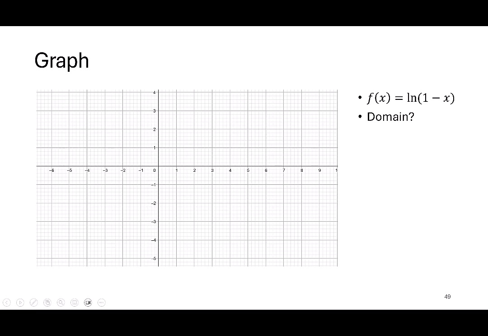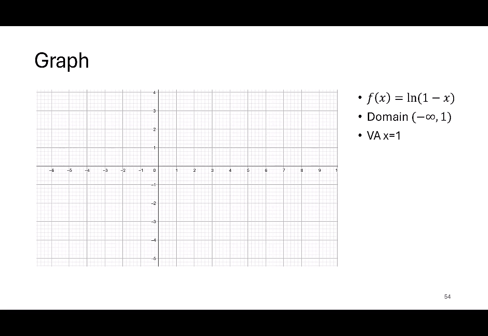Let's try one more. This time, I have f of x is the natural log of 1 minus x. Let's start by finding the domain. To find the domain, I set 1 minus x greater than 0. I'll move the 1 to the right, which gives me -x is greater than -1. Then I'll divide everything by -1, which gives us x is less than 1. As an interval, I would write -infinity to 1 with open parentheses on both sides of my interval. This also tells me that I have a vertical asymptote at x equals 1.